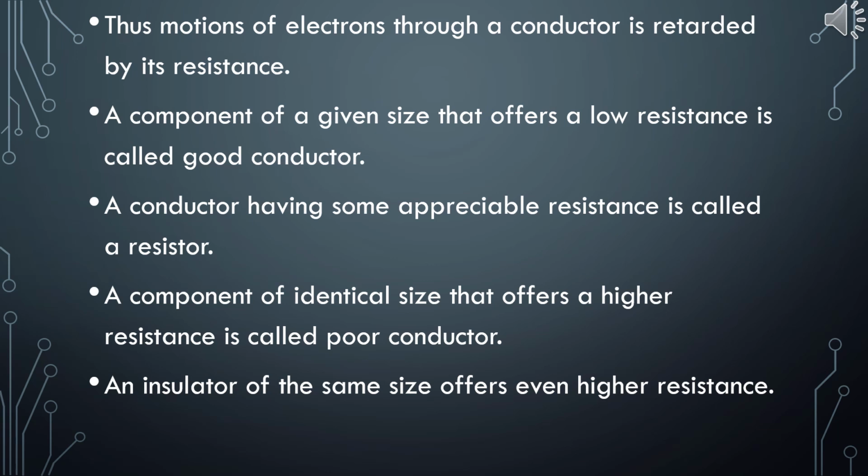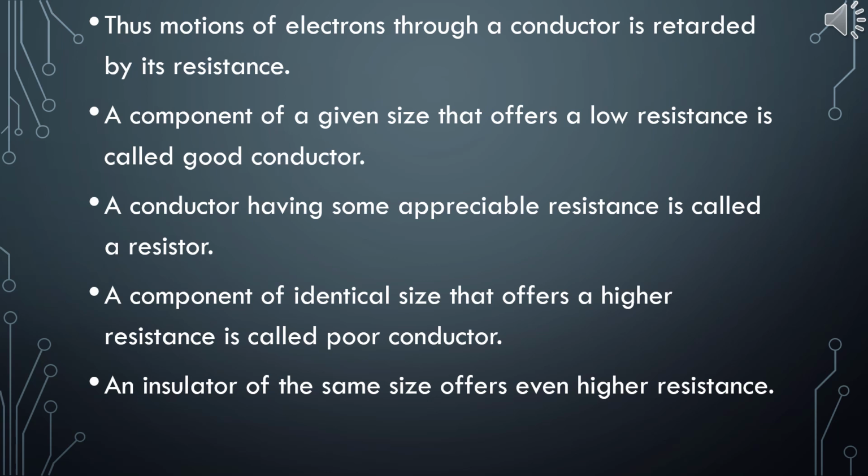A component of a given size that offers a low resistance is called a good conductor. For this, examples are copper, aluminium, or different types of metals. The second one, a conductor having some appreciable resistance, is called a resistor. Here, examples are nichrome wire, tungsten, or almost all alloys, which have appreciable resistance. So, they are known as resistors.